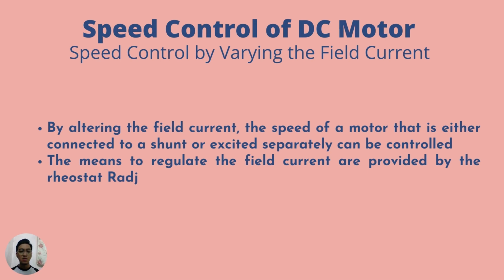Second one, speed control by varying the field current. By altering the field current, the speed of a motor that is either shunt connected or separately excited can be controlled. The means to regulate the field current are provided by rheostats, adjustable resistors.